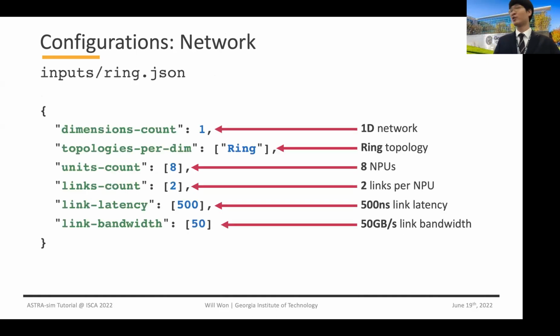So here's the network input file you generate. It only has 1 dimension, a simple ring, and it has 8 NPUs within it. And just like I said, it has 2 links connecting to other NPUs. And the latency of the link is 500 nanoseconds, and link bandwidth is 50. So this is the network input file to this analytical network backend.